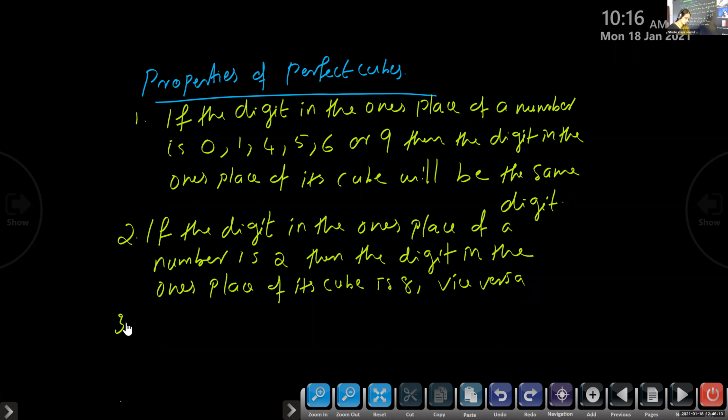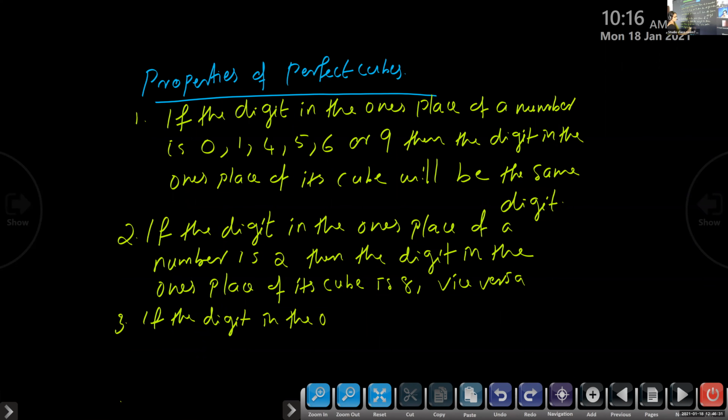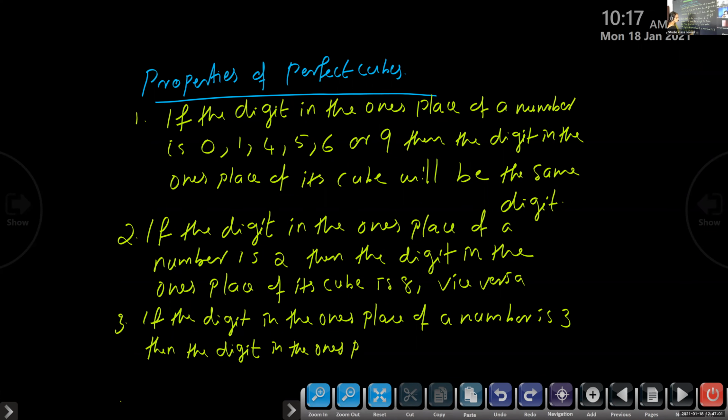Next one: if the digit in the ones place of a number is 3, then the digit in the ones place of its cube is 7, vice versa.